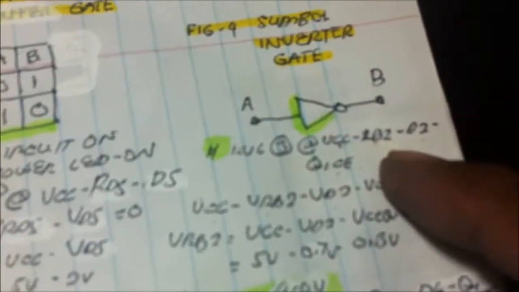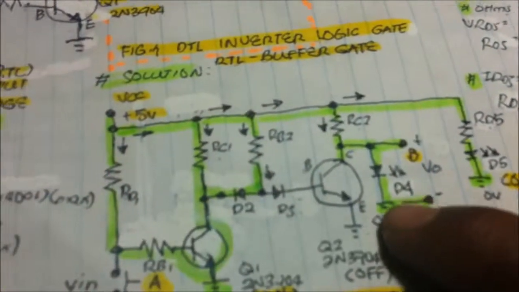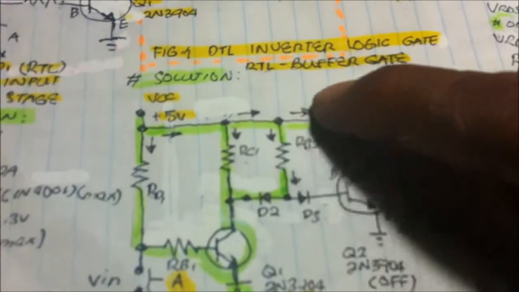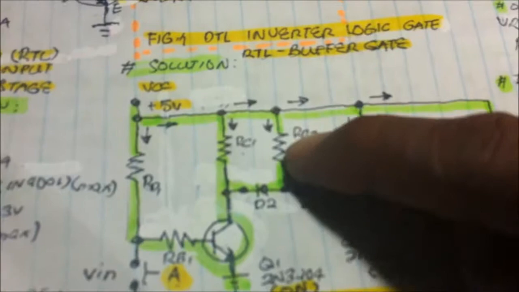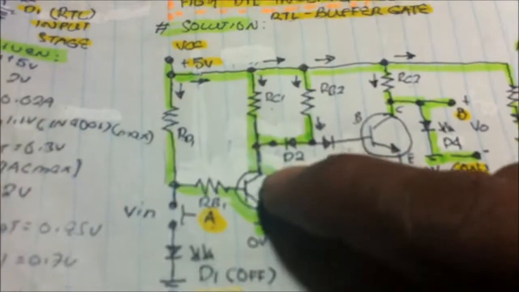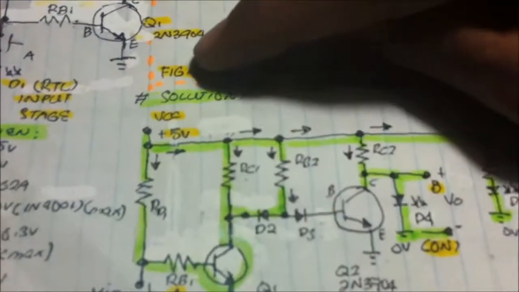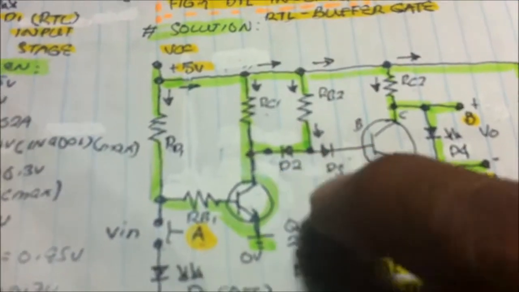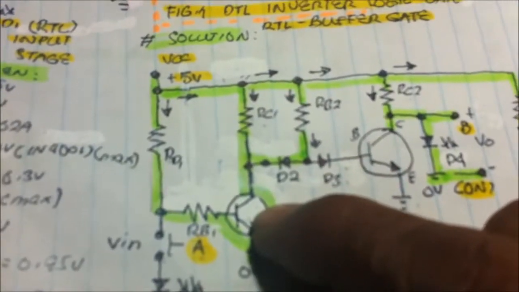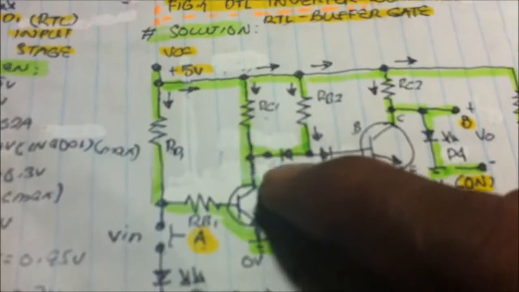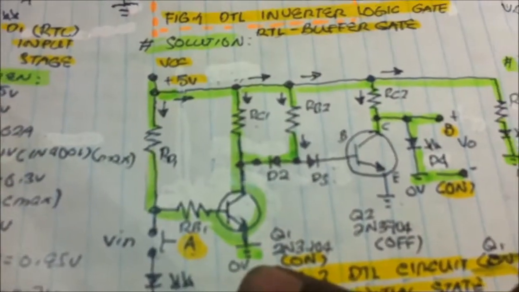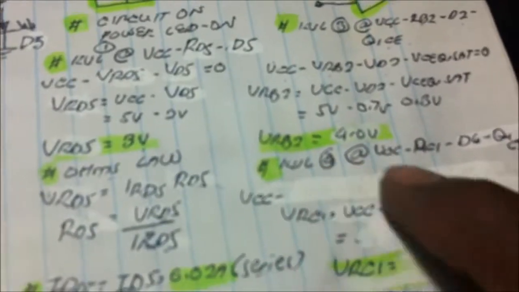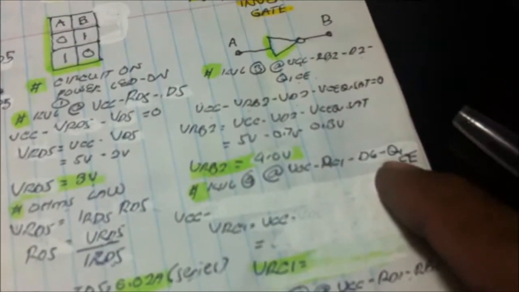Another one, we have here a KVL at the RB2, D2. Let us see that in the circuit. Also, current flows at this node indicated by the arrow, flows to the RB2, to the D2, and to the ground, CE to ground. So let us now use the KVL. VCC minus the voltage drop at RB2, voltage drop of D2, and the voltage drop of the transistor Q1 in saturation. Voltage drop at collector to emitter to the ground. So we got now here.